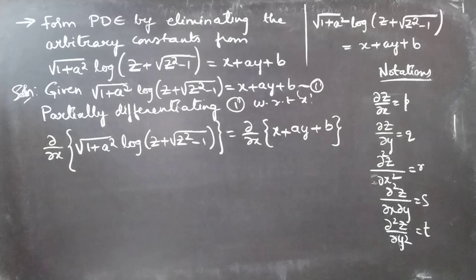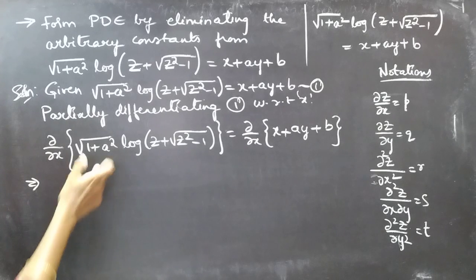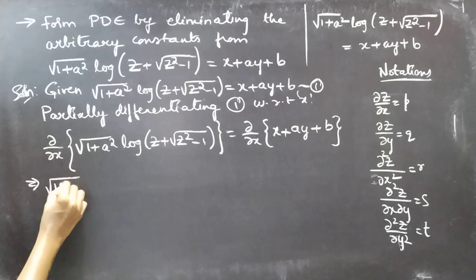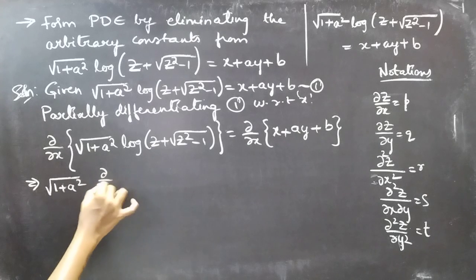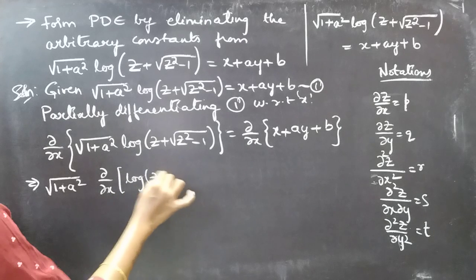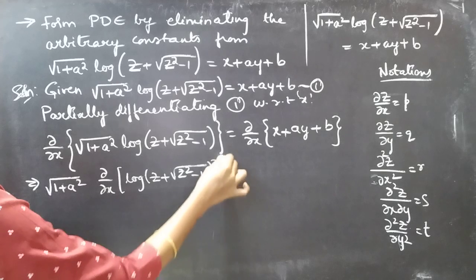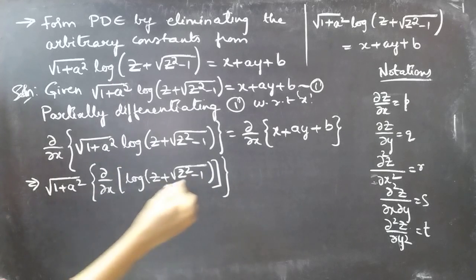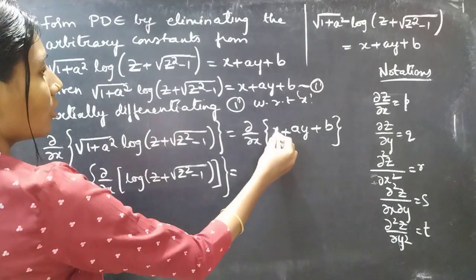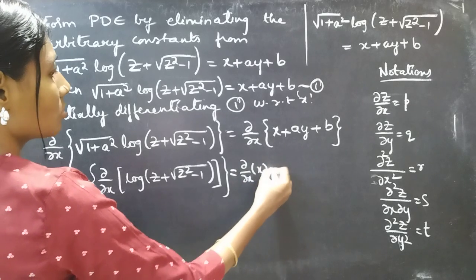So here we are partially differentiating with respect to x, so we'll treat y as constant. Okay, this gives us, here we can write this term as constant. Square root of 1 plus a square is constant into dou by dou x of log of z plus square root of z square minus 1 equal to partial derivative of x with respect to x, or just write one more step.